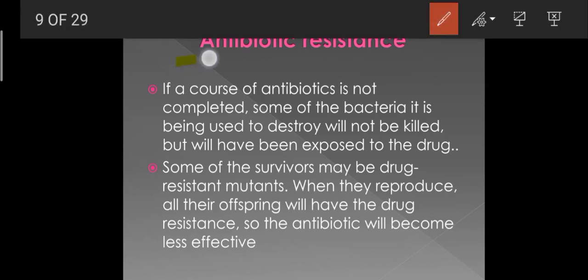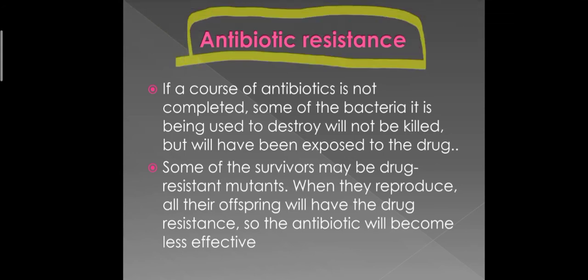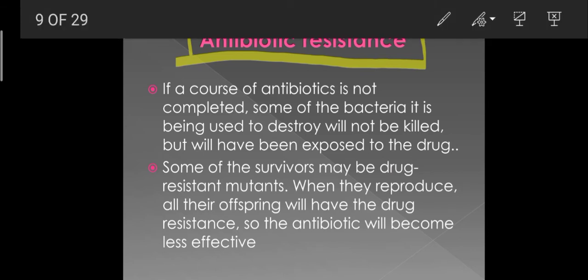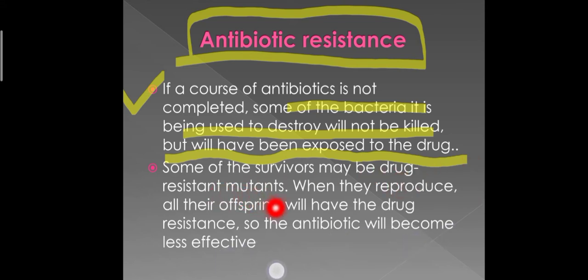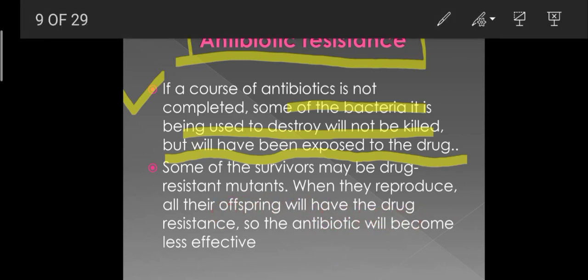Now we will discuss antibiotic resistance. If a course of antibiotics is not completed, some of the bacteria it is being used to destroy will not be killed but will have been exposed to the drug. So if a person is taking antibiotics and has not completed the course, then some of the bacteria it is being used to destroy will not be killed but will have been exposed to that type of drug. So some of the survivors may be drug resistant mutants. When they reproduce, all their offspring will have the drug resistance. So the antibiotic will become less effective, and this is known as antibiotic resistance.